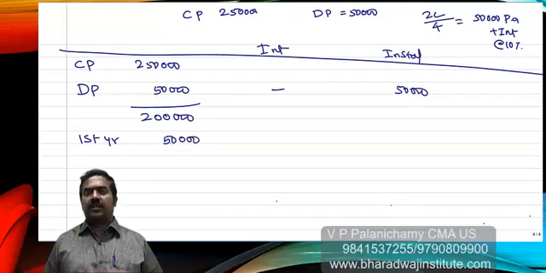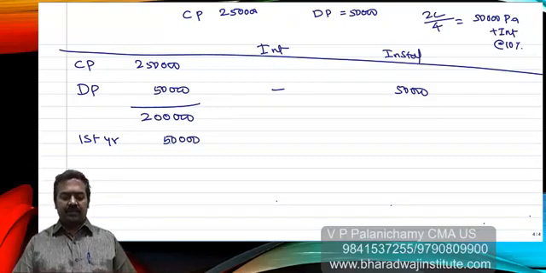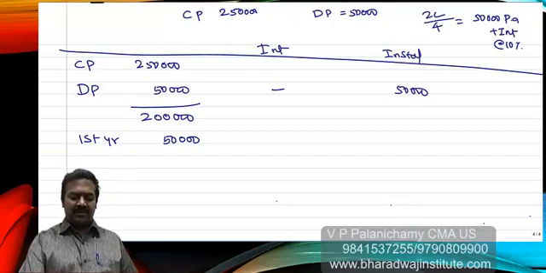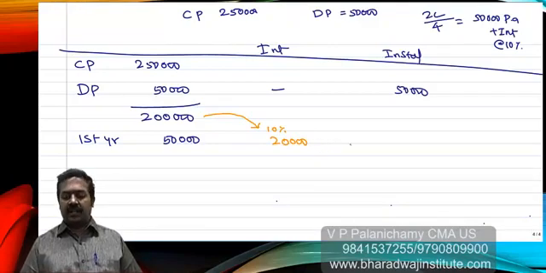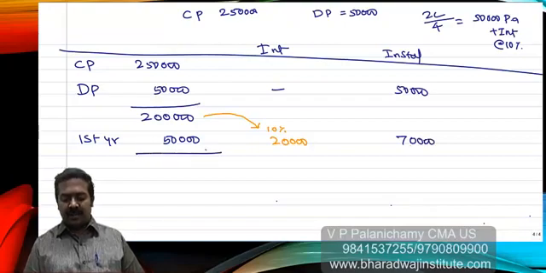Now in the first year end, how much will you pay? Principal amount 50,000. What will be the interest amount? 5,000? No. Think over. What is the loan outstanding? 2 lakhs into 10%, what will be the interest component? 20,000 will be the interest component. So how much do you have to pay? 50,000 plus 20,000. The installment you have to pay is 70,000.